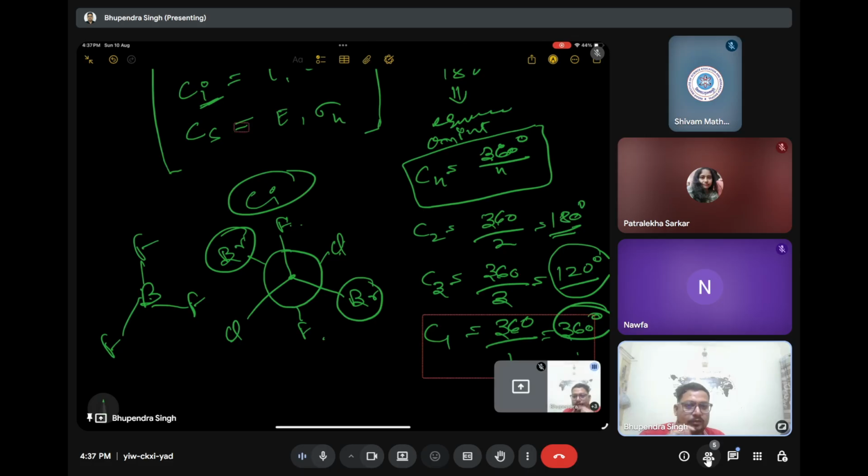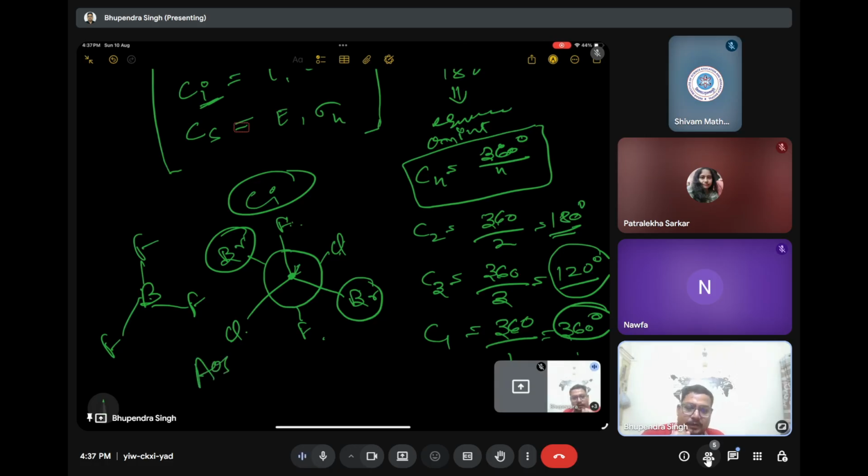If you try to find any other axis of symmetry or plane of symmetry, you will not find it. If you try to find the C3 or C2, this F will go here and this Cl will go here, so you will not get the equivalent orientation of the molecule, which means no axis of symmetry is present.